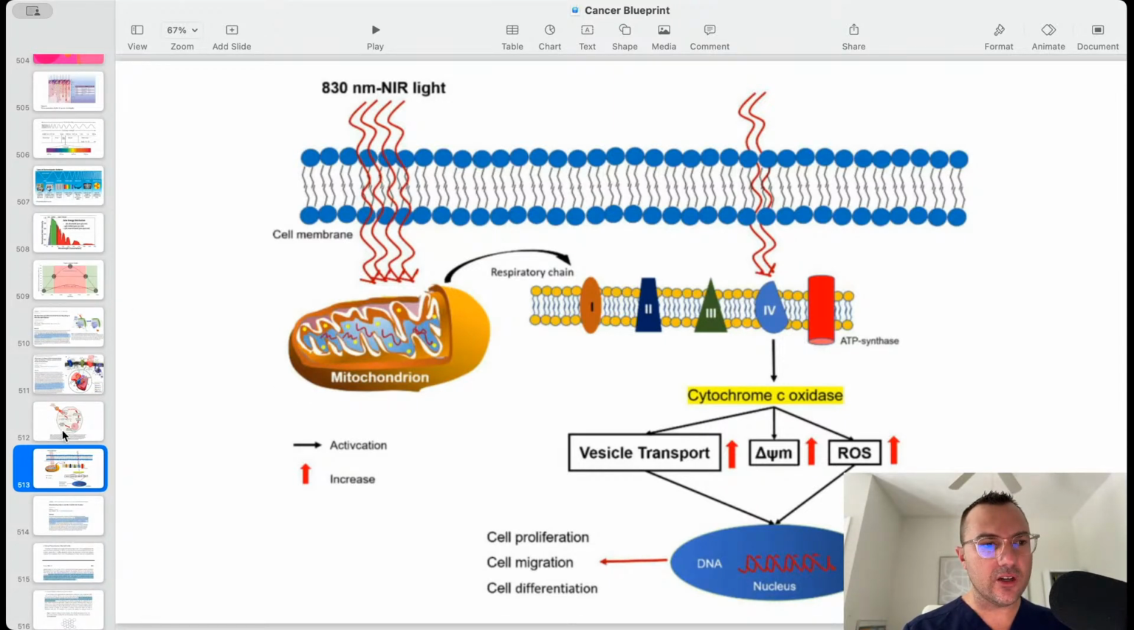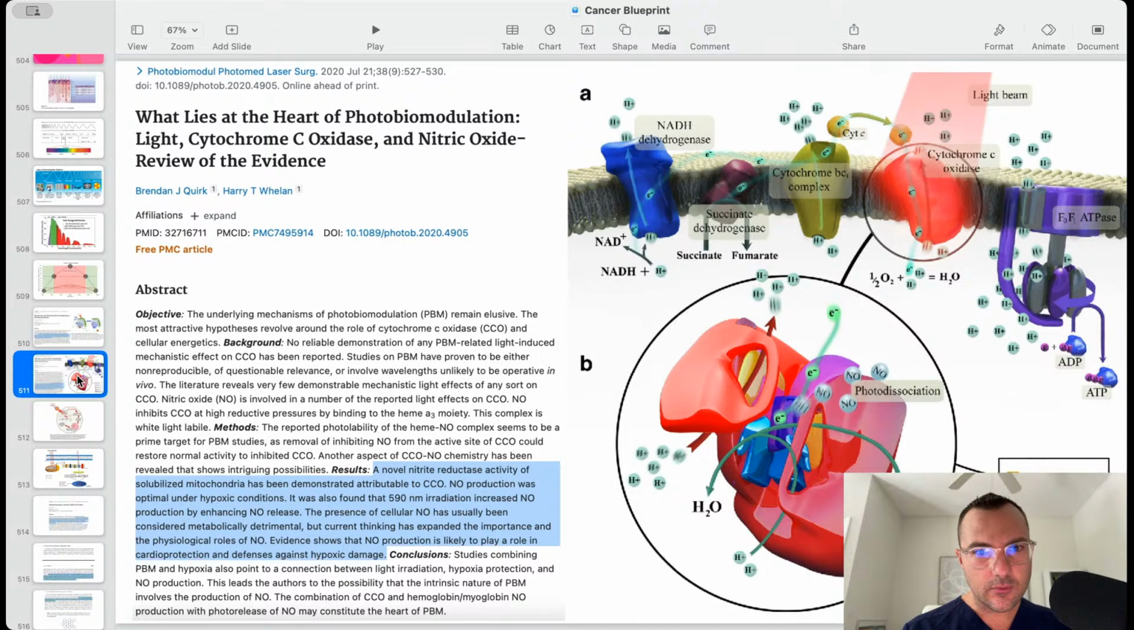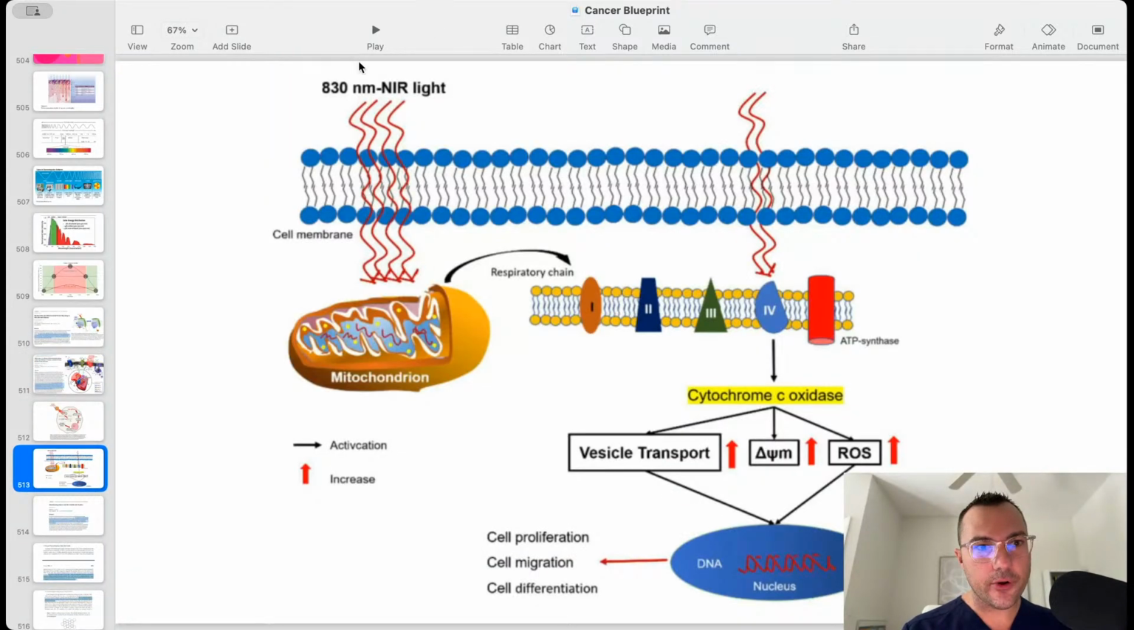And you'll see here that sometimes it's labeled. These just say light beams, but in this case, it actually says 830, which is in the near infrared range, and it's having that effect, like we mentioned, on cytochrome C oxidase, which then changes all kinds of different things within the cell, basically. And we believe that those things are favorable, as long as it's within reason.